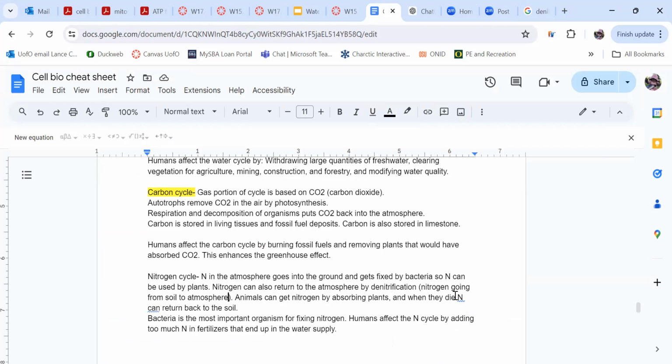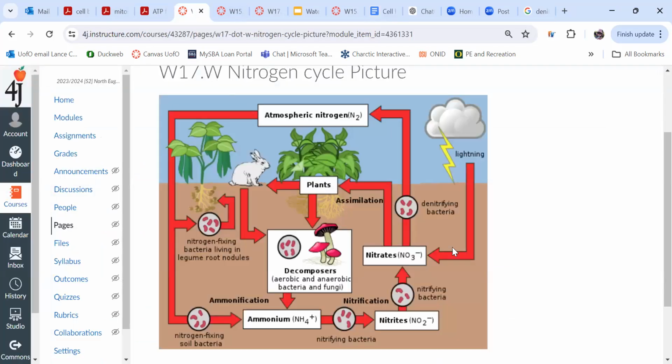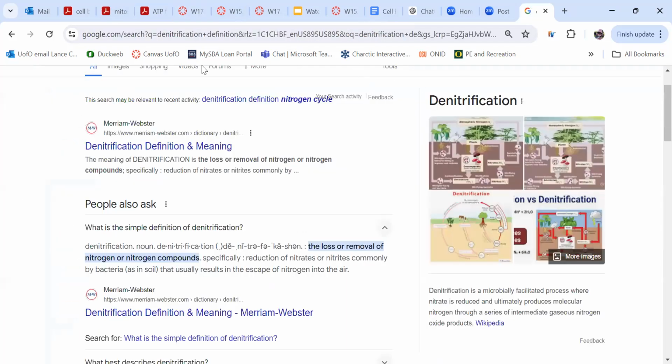When they die, nitrogen can return back to the soil. So animals can get the nitrogen by absorbing plants. What else do we have going on in this graph? So we have the denitrification. Oh yeah, then how does lightning produce usable nitrogen?